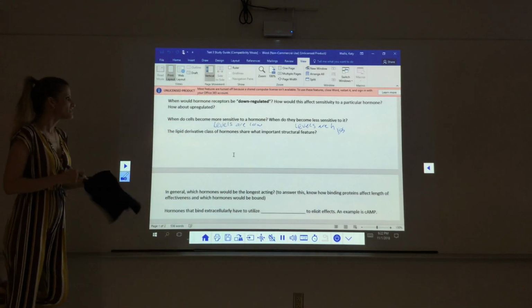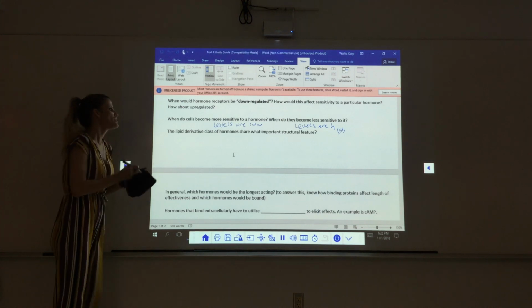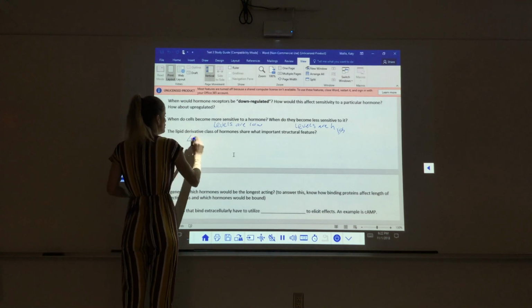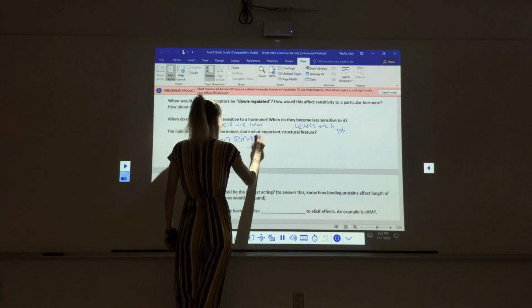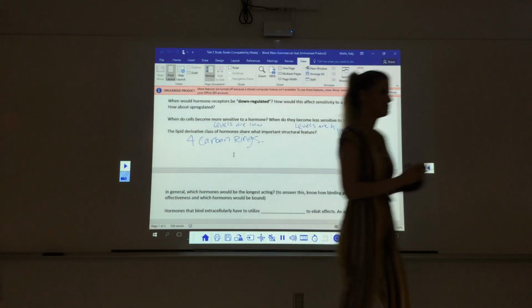The lipid derivative class of hormones share what important structural feature? Four carbon rings. Those really non-polar carbon rings that make them lipids.